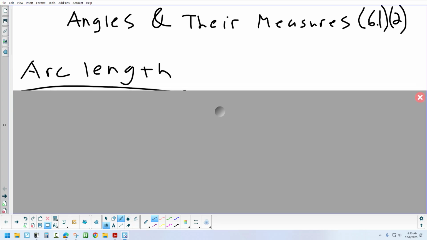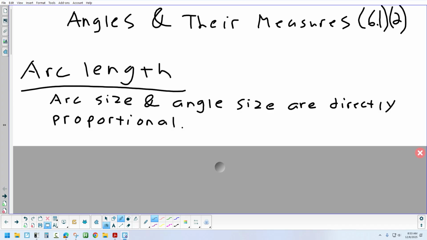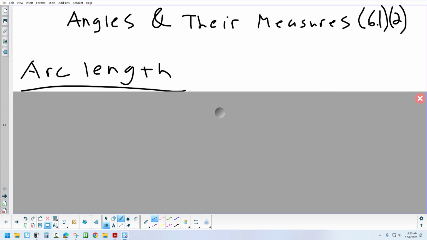So we're going to start off by looking at a formula in this section called arc length. And this is going to be a formula that only works in radians. Okay, so it's going to assume that the angle you're plugging into the formula is already in radians. If it's not, that's going to be the first step. Change degrees to radians.